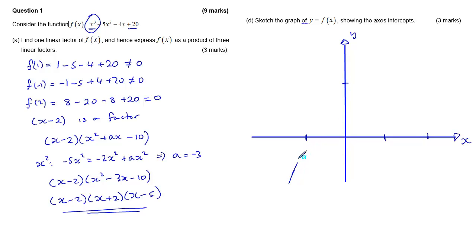So we know the shape. It's going to come up and it will take its maximum somewhere between these two. Not going to really be tested on exactly where that is at the moment. And then that'll come down and round and it'll go off in this direction. So that's negative 2, 2, 5, and this one here is 20.